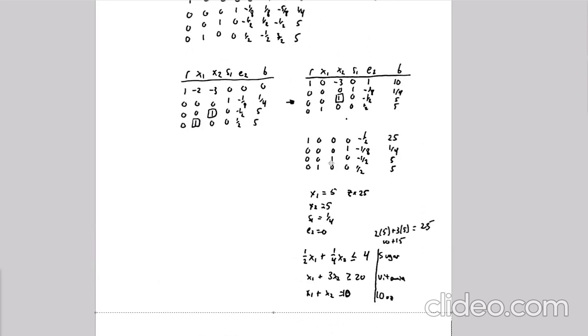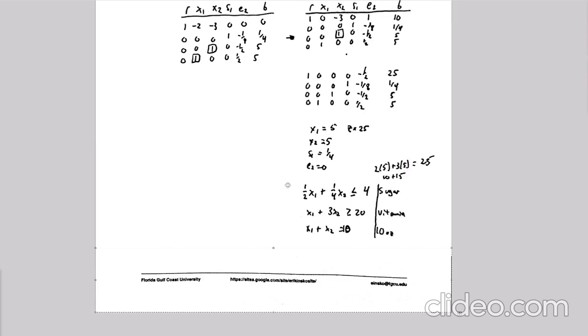So we have to see if that makes sense. We can plug these values into the original constraints and the objective function, and sure enough, 2 times 5 plus 3 times 5 is 10 plus 15, which is 25. And then you plug in 5 and 5 here, and 2.5 plus 5/4 is 3.75, plus the slack of 1/4 is 4, and 5 plus 3 times 5 is 20. 5 plus 5 is 10, so it all makes sense. We can say with a good amount of confidence that this is probably the optimal solution.